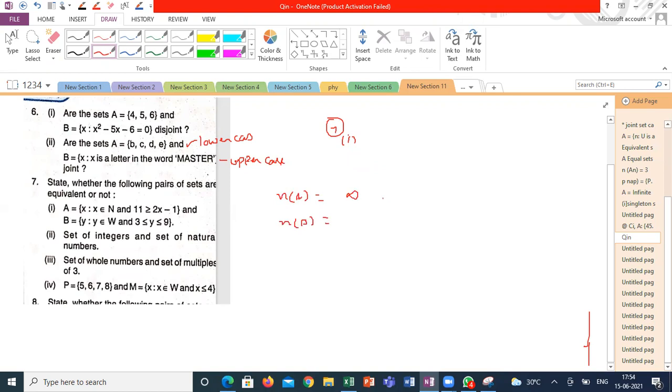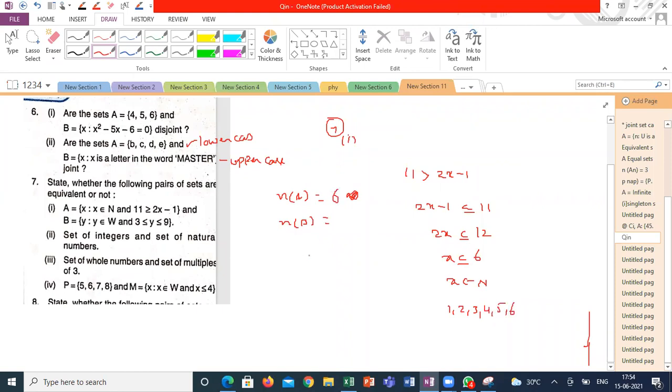How is n of A infinity, man? Sir, n of A is 6, sir. n of A is not infinity. 11 is greater than 2x minus 1. 2x minus 1 is less than 11. 2x is less than 12. x is less than 6. And x belongs to natural numbers. So x equals 1, 2, 3, 4, 5, 6. So n of A is 6.